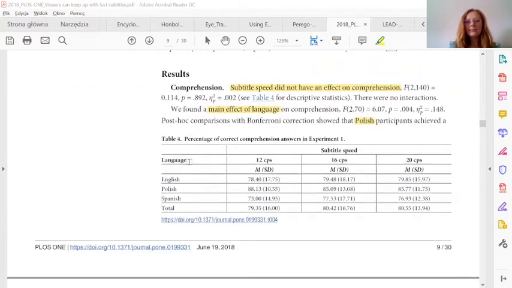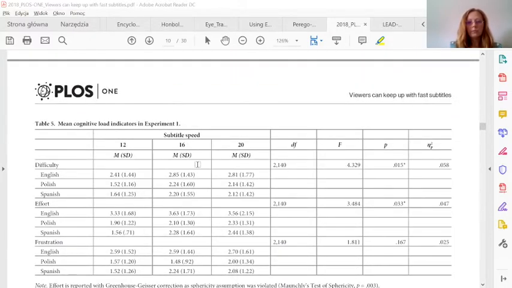And as I said, since there are so many variables, I don't know if you want to go through all of them. You may want to look for main effects. So for example, in comprehension, subtitle speed does not have an effect on comprehension, but there is a main effect of language in comprehension. And then, because we have 3 language groups, there is some explanation: Polish, Spanish, and English.